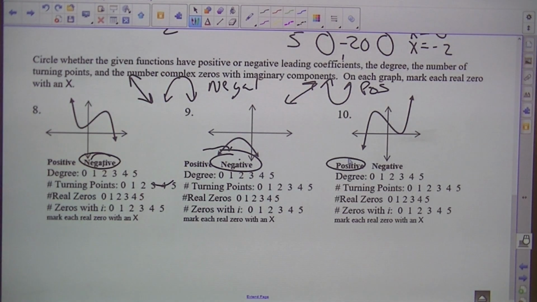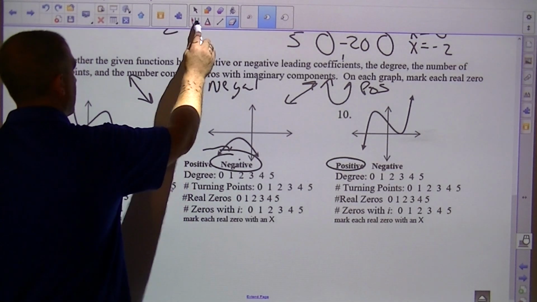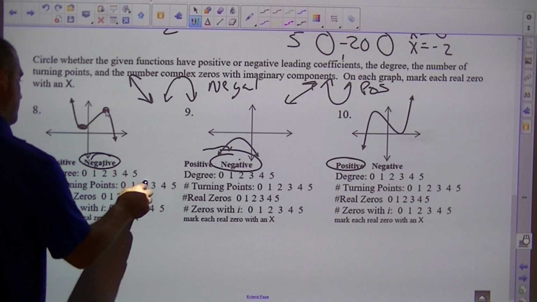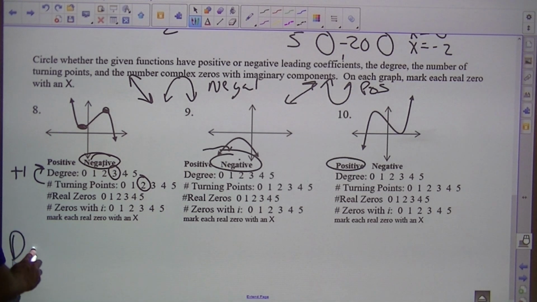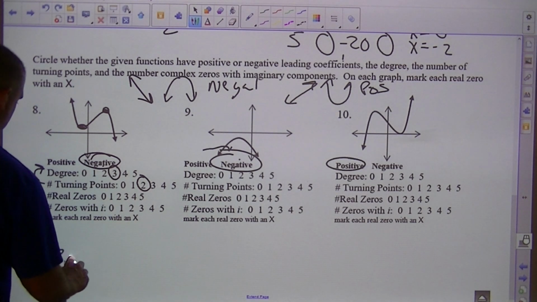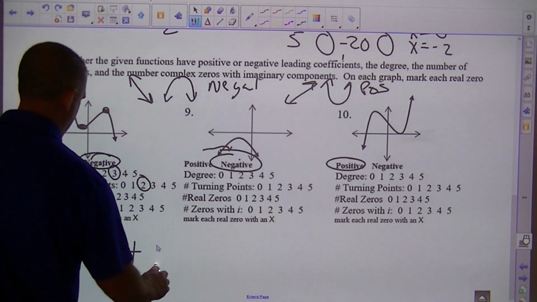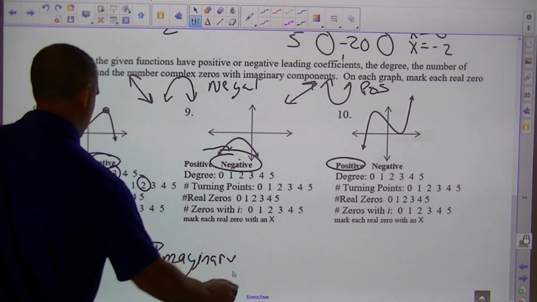The next easy thing to figure out is the turning points. Okay, turning points are easy. Here, it turns once, twice. So 2 turn points. Now, to get the degree, you add 1 to the turn point. So I would be degree 3. Now, what the degree equals is the real plus the imaginary. That is an I there.